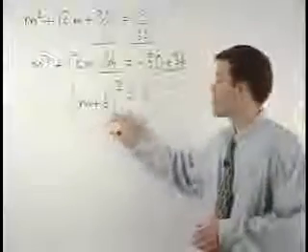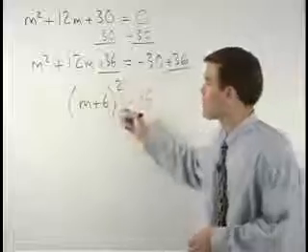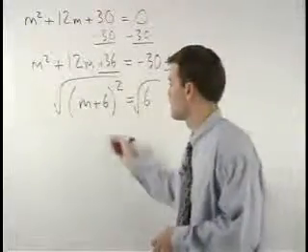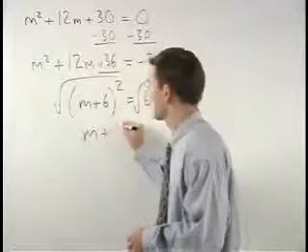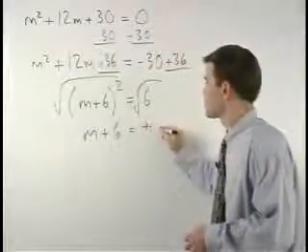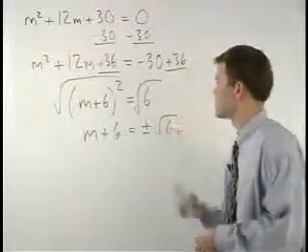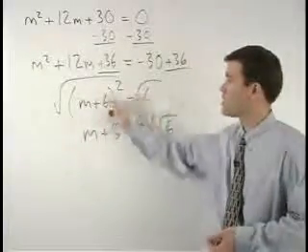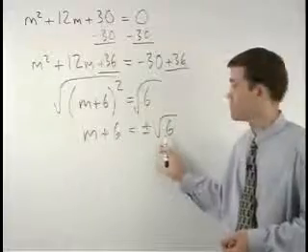To solve for m, we get rid of the squared by square rooting both sides, and we have m plus 6 equals plus or minus root 6. Don't forget to use plus or minus when square rooting both sides of an equation.